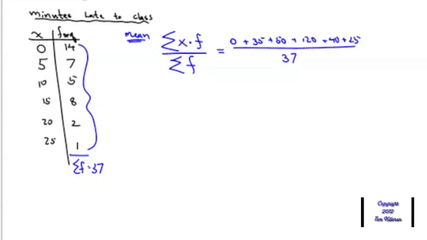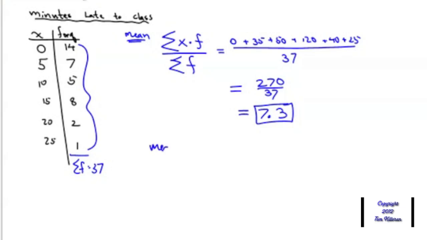I highly suggest you don't do it this way. I highly suggest you go on your calculator and go 0 times 14 plus 5 times 7 plus 10 times 5 plus 15 times 8, and just string it all in there, hit equals, get the sum to be 270, and then divide it by 37. Just don't put the divide by 37 in your calculator until you get your answer to the top first. 7.3. Why is it 7.3 and not anymore? It's one place above. There are no place values over here, therefore we have to include 1. Okay, so that's the mean.